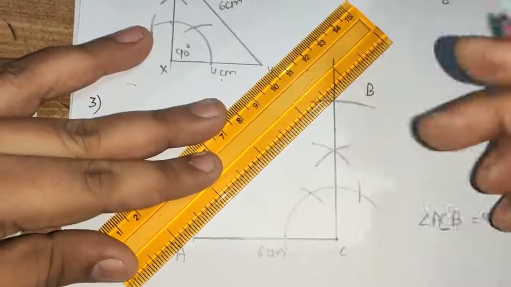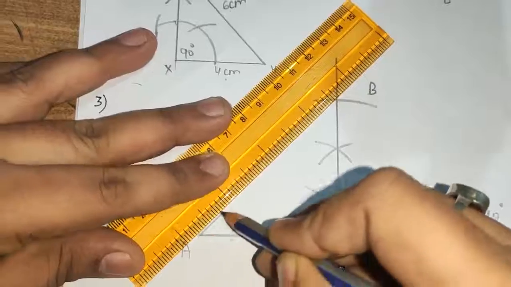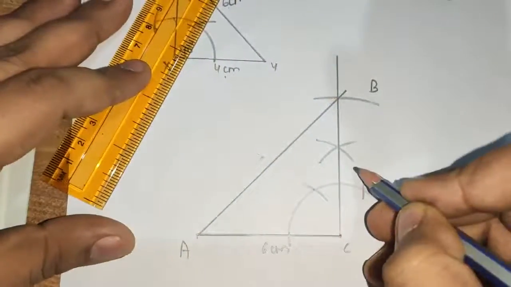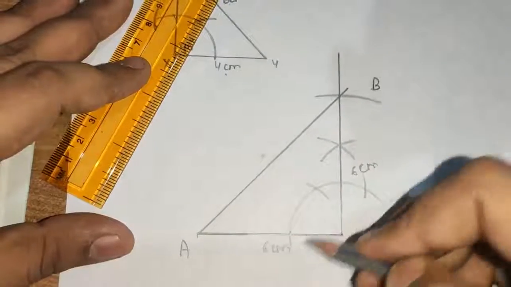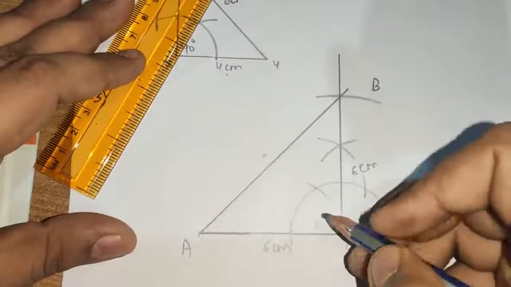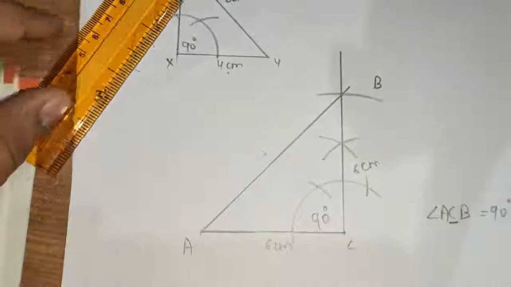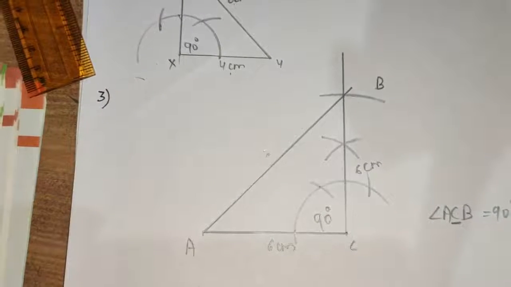So here this is called isosceles right triangle because two sides are equal. This is 6 centimeter BC and AC is also 6 centimeter and angle is 90 degrees. So this is called right angled isosceles triangle. Draw this.